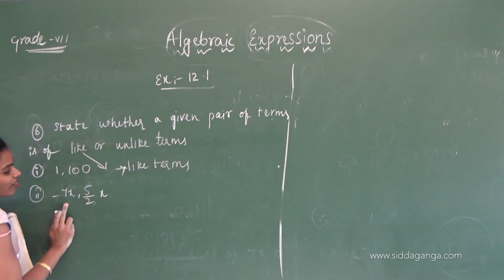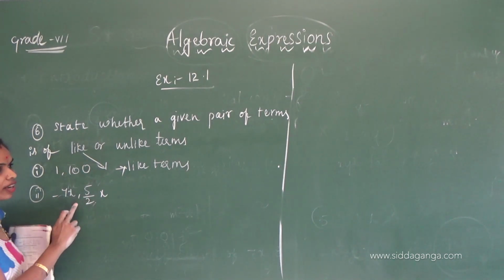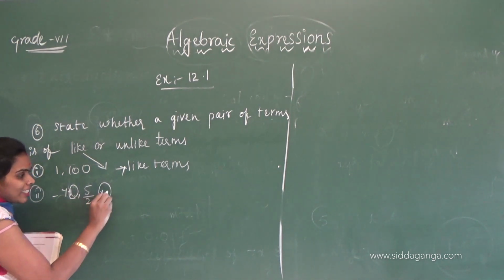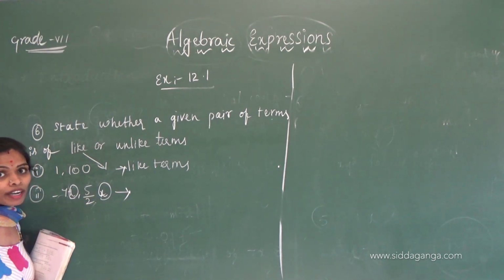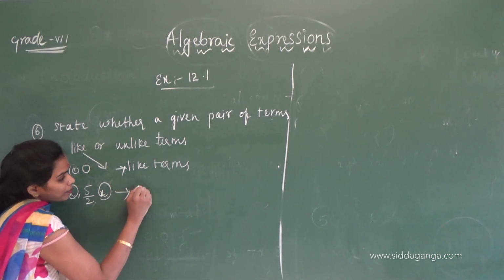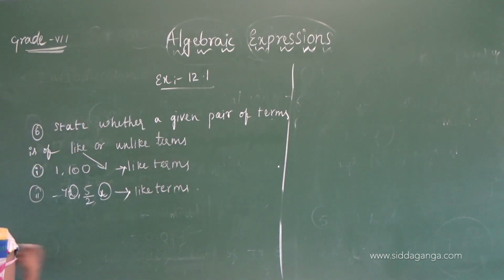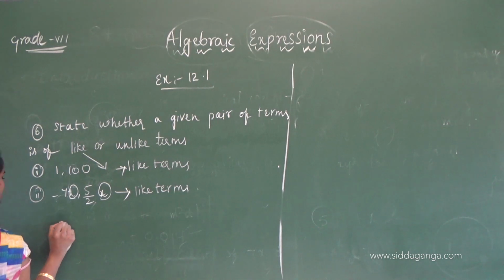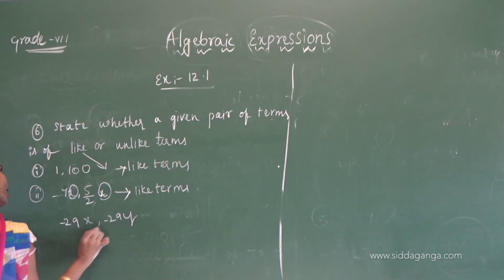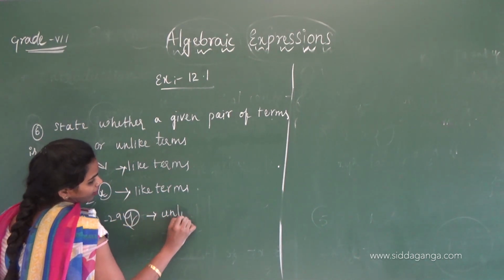Here minus 7x, 5 by 2x. Both are having x as a literal factor. Same literal factor is there. That's why the two terms are like terms. Next, 29x minus 29y. Here different literal factors are there. That's why they are unlike terms.